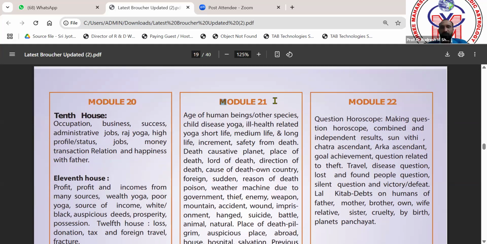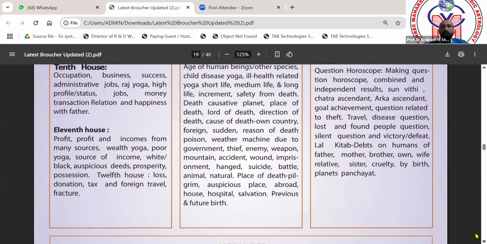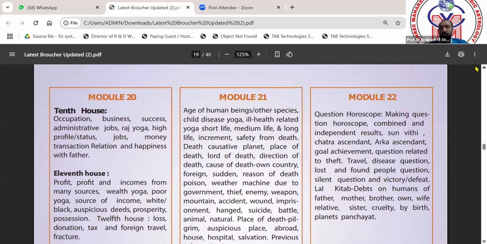Module 21 gives the learning of a person's life, whether the life is short-lived or long-lived. So you will be able to understand about the diseases or health issues in module 21. So who is your enemy? Who can give you harm, and who can support you in negative situations?